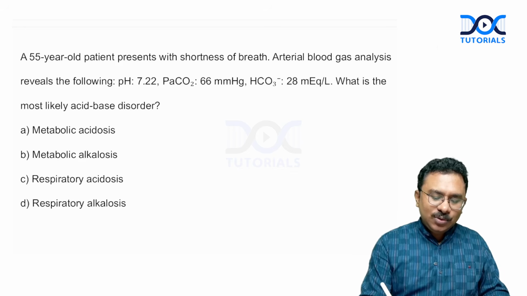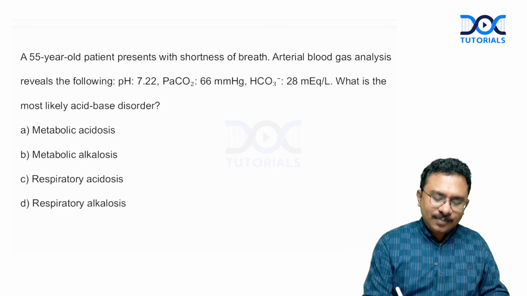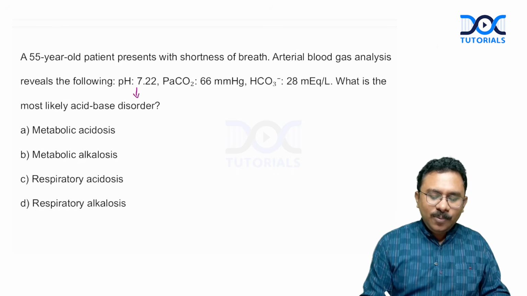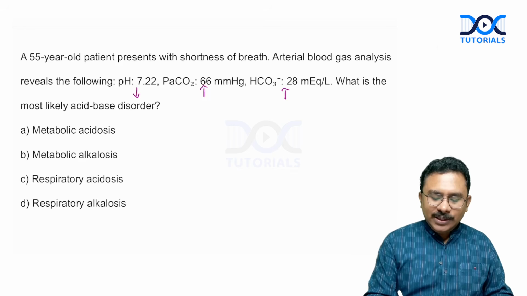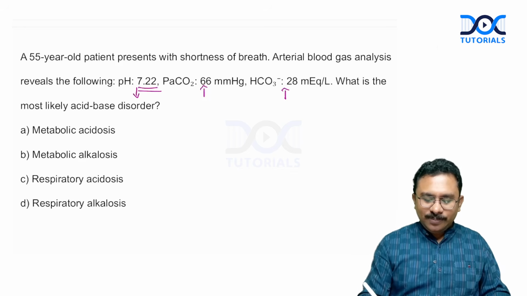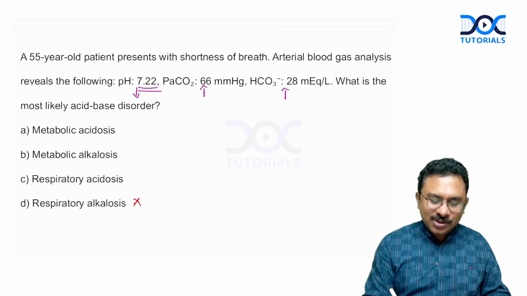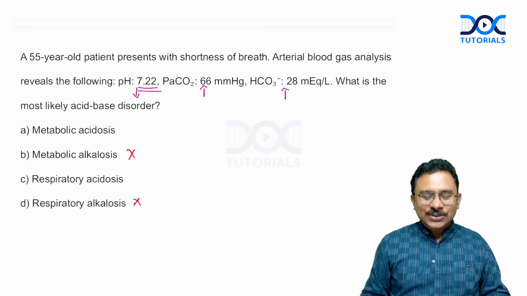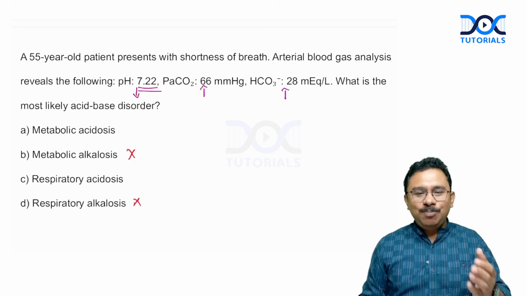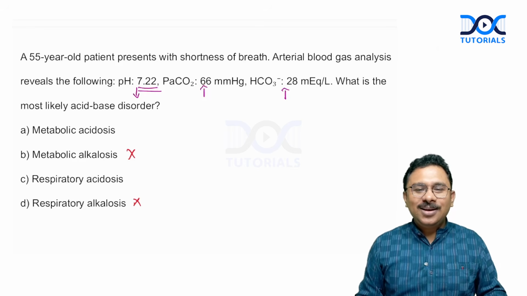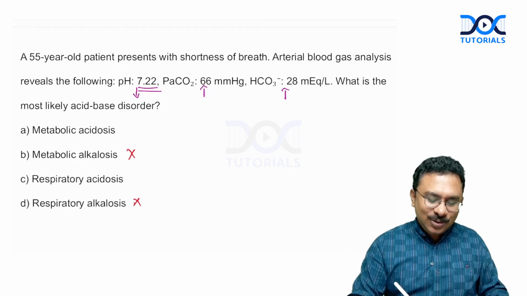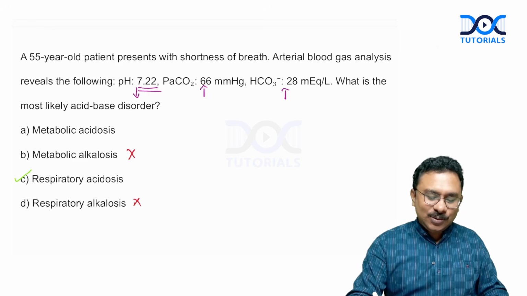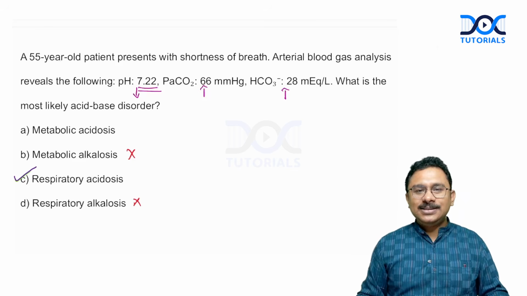If you put the arrows, you can see that pH has a down arrow, then PaCO2, the arrow is going up, and bicarbonate also, the arrow is going up. So in the context of acidosis, already eliminating all the alkalosis options here, and when the change in pH in relation to the PCO2 is in the opposite direction, you're going to think about a respiratory acidosis. Answer is going to be option C, right?